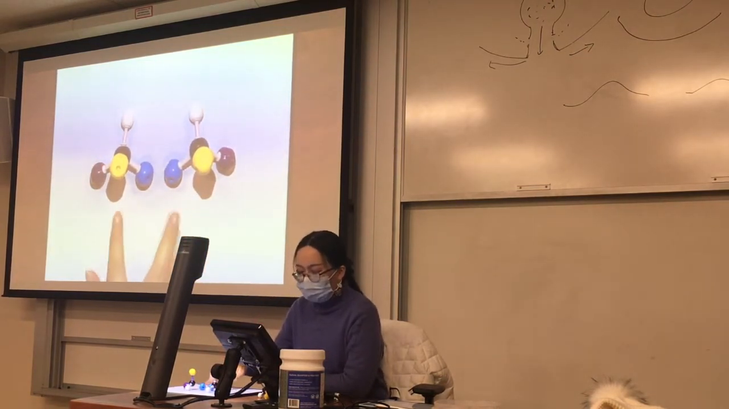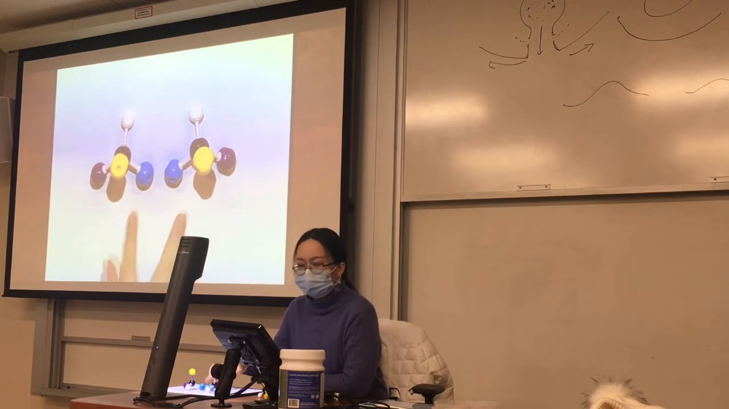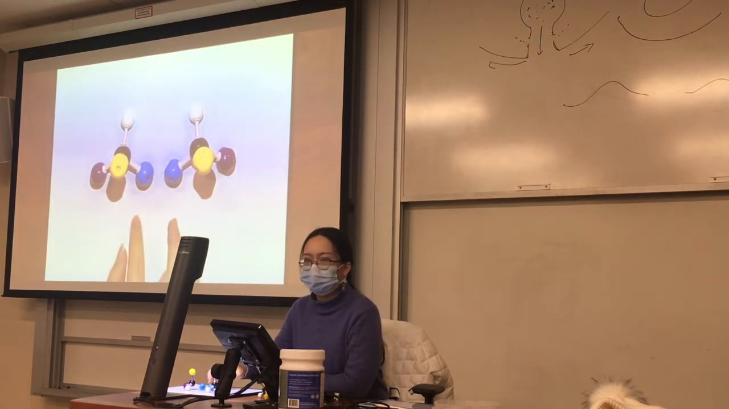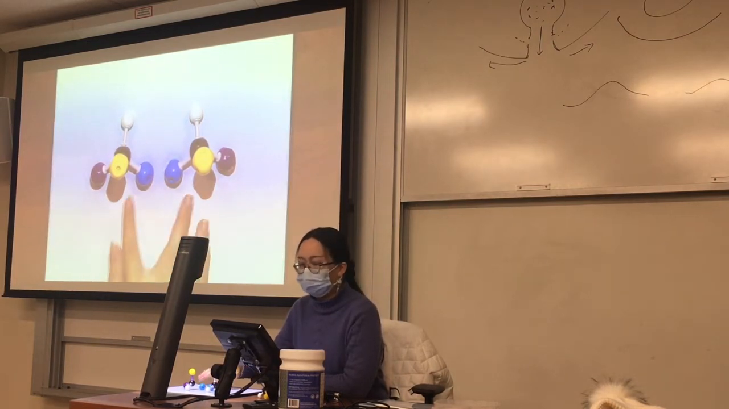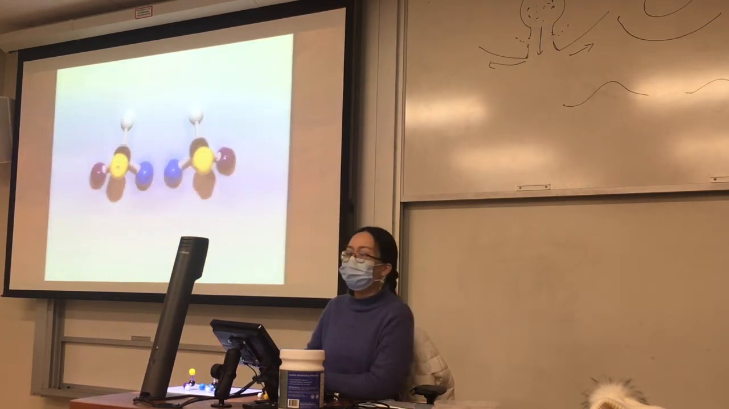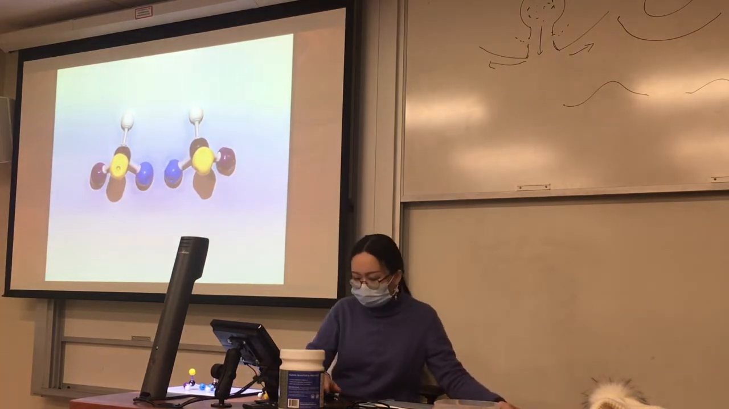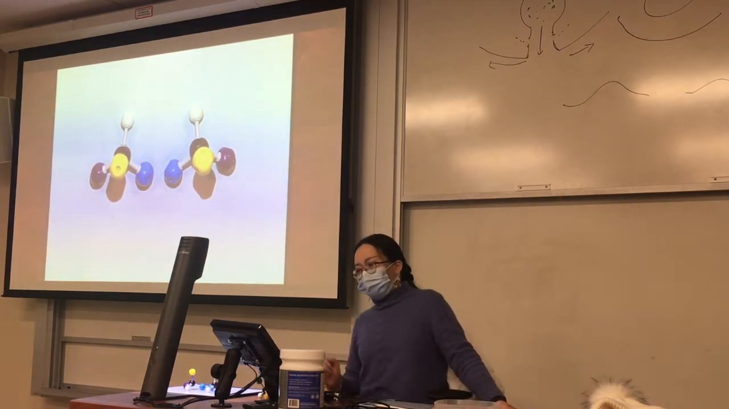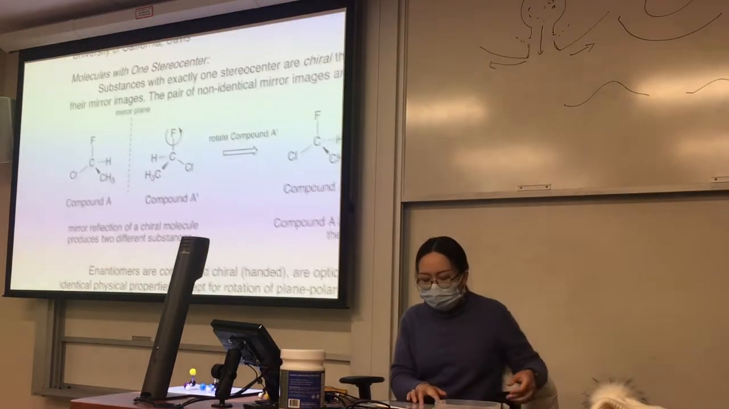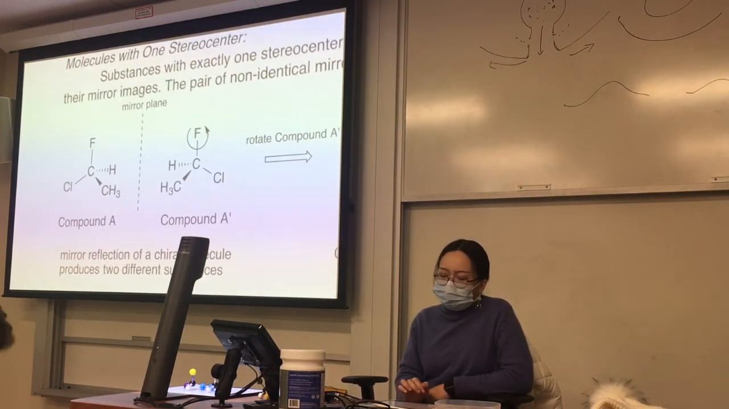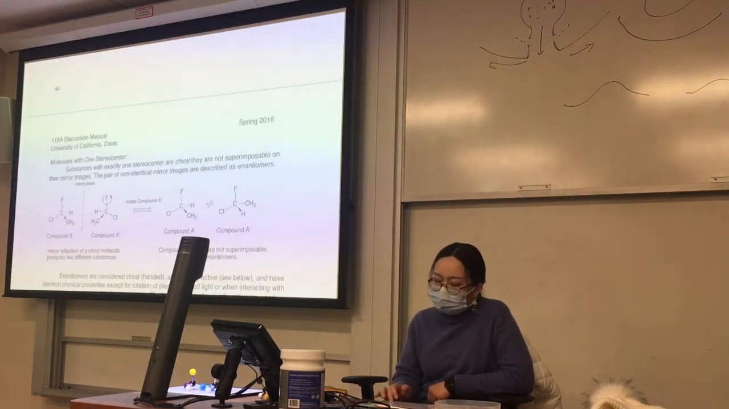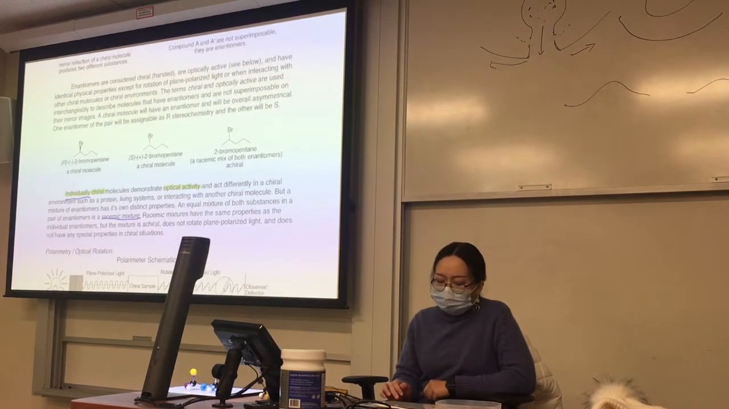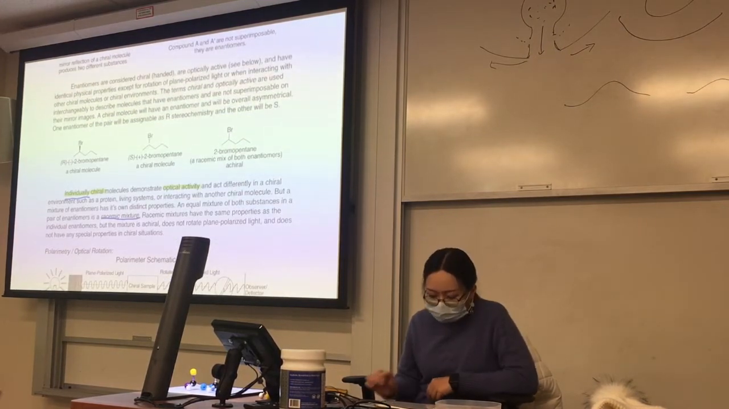So the molecules that we are talking about in this discussion are molecules like this, where they have exactly the same connections, but they are different. So now it's very obvious they are different, right? Okay, so compound A is different from compound A prime. And we keep moving.